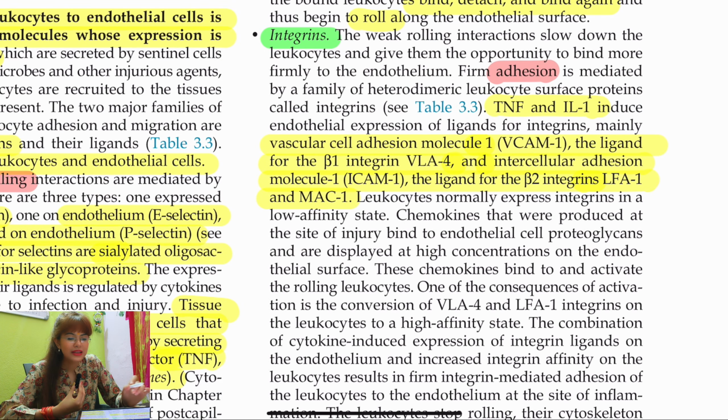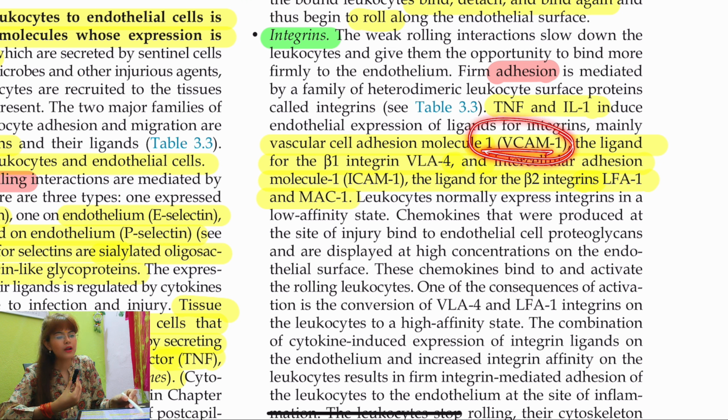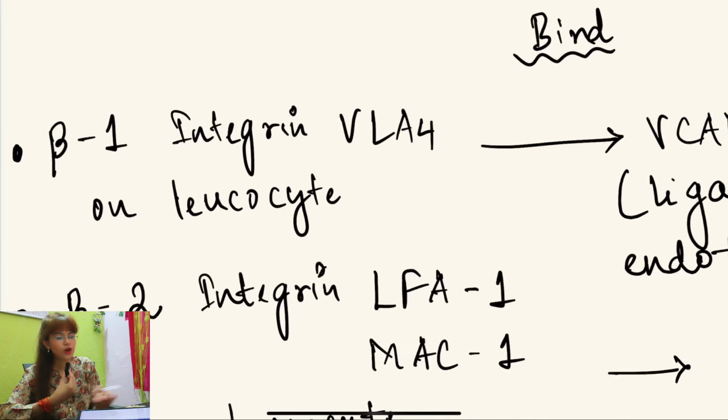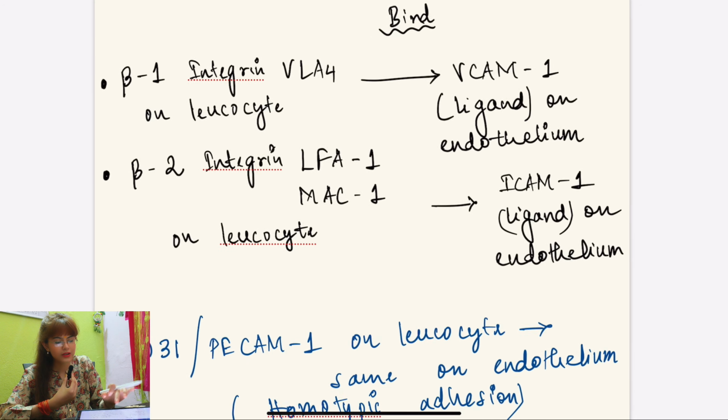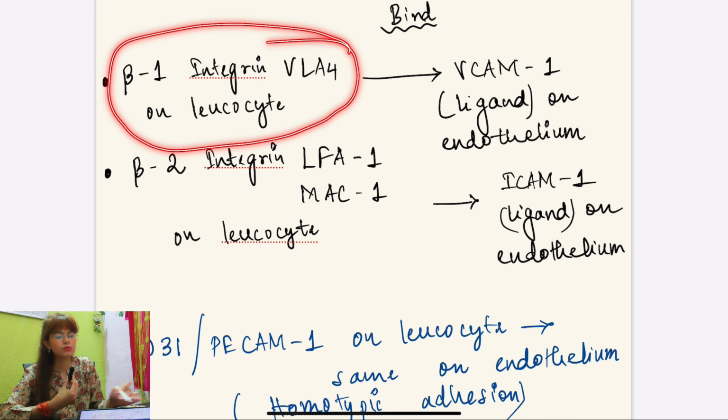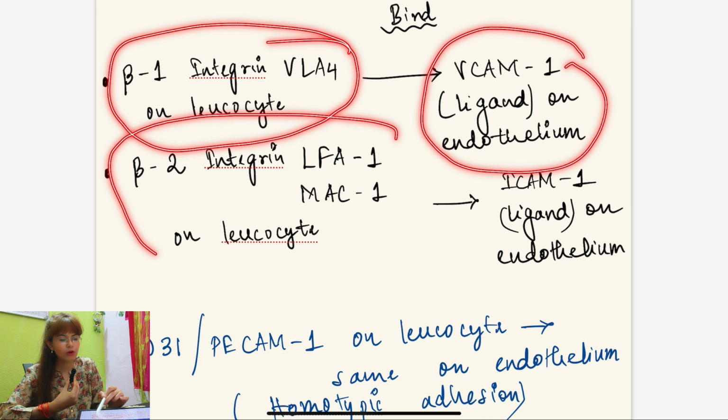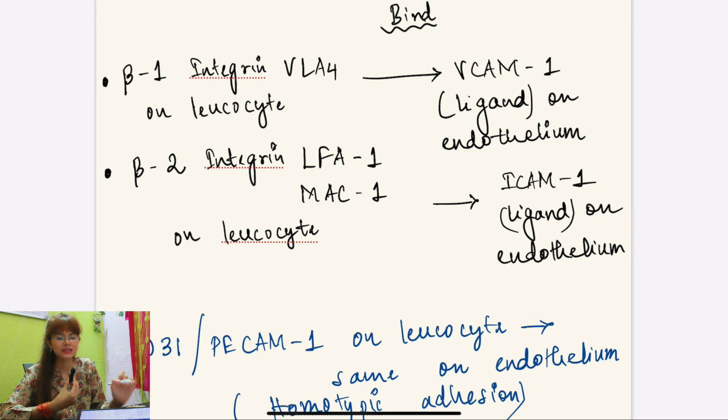Now you must know that there are some ligands over here also, which are very, very important questions. You can see that TNF and interleukin 1 induce endothelial expression of ligands, mainly VCAM1. VCAM1 is the ligand for the beta 1 integrin VLA4, and ICAM1 is the ligand for the beta 2 integrin LFA1 and MAC1. You understand these terms are so complex, right? So I have tried to simplify here and tell you that this is the molecule which is binding with this ligand, and this is the molecule which is binding with the other ligand. So this is basically the integrins.